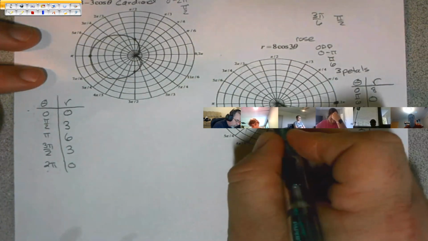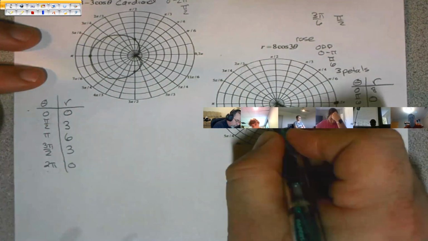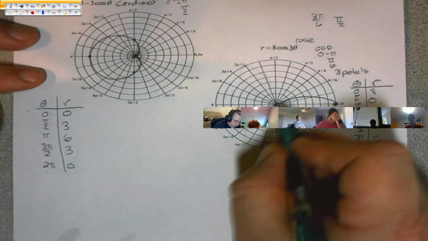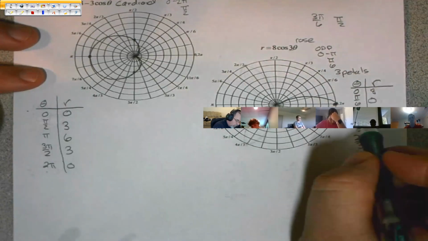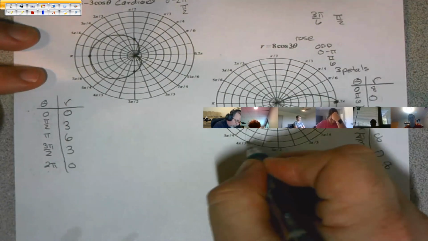So 0 is 8. 1, 2, I'm way out here. Now with cosine, that first petal is always on the x-axis. For sine, that petal is always going to be in the first quadrant somewhere. So we've started at 0. Pi over 6 is 0. So now if we plotted a bunch of points in between those two angles, we'd have this curve right here. Pi over 3 is -8. So pi over 3 is back here at 4 pi over 3, really.